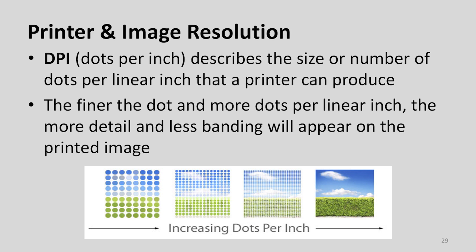So when we think about the Epson 3880 being able to print at 2880 DPI and have that correlation to more detail and less banding in the printed image, it's a higher quality, higher resolution image that it's printing.